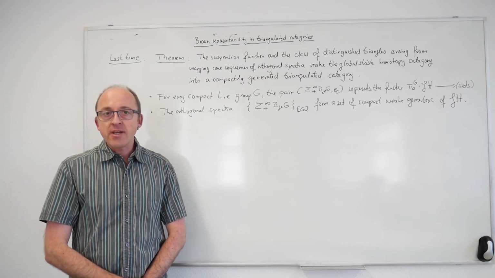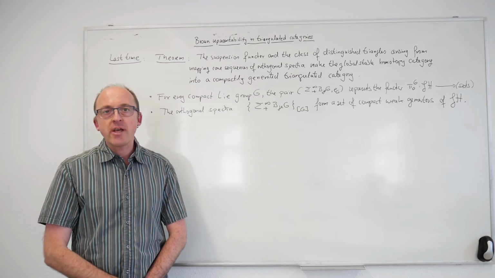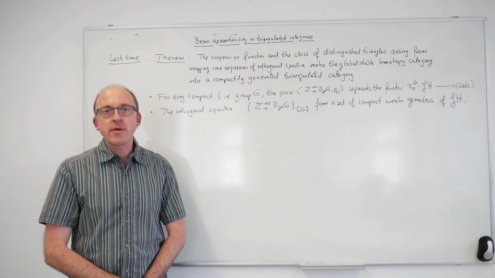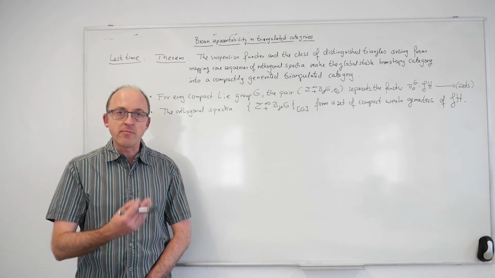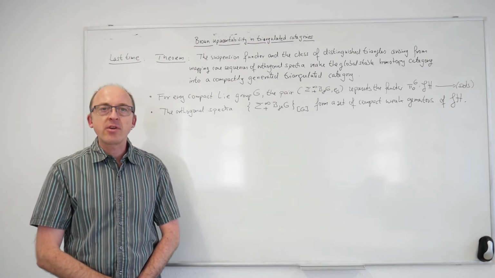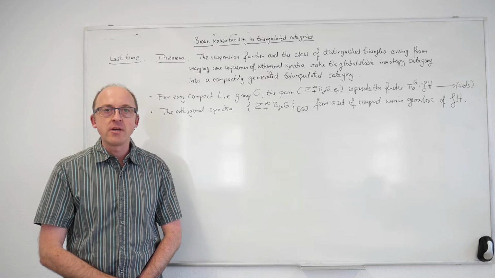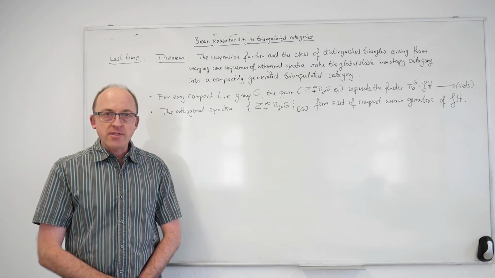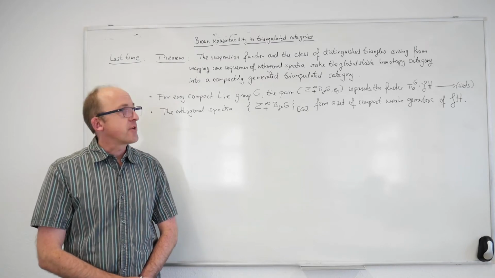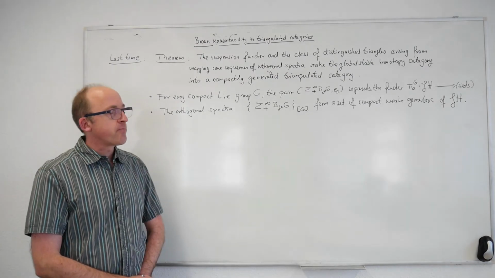The distinguished triangles, like in any stable model category, come from mapping cone sequences on the level of the model. So in this case, mapping cone sequences associated with morphisms of orthogonal spectra. And then a general distinguished triangle is one that's isomorphic to such a mapping cone sequence.